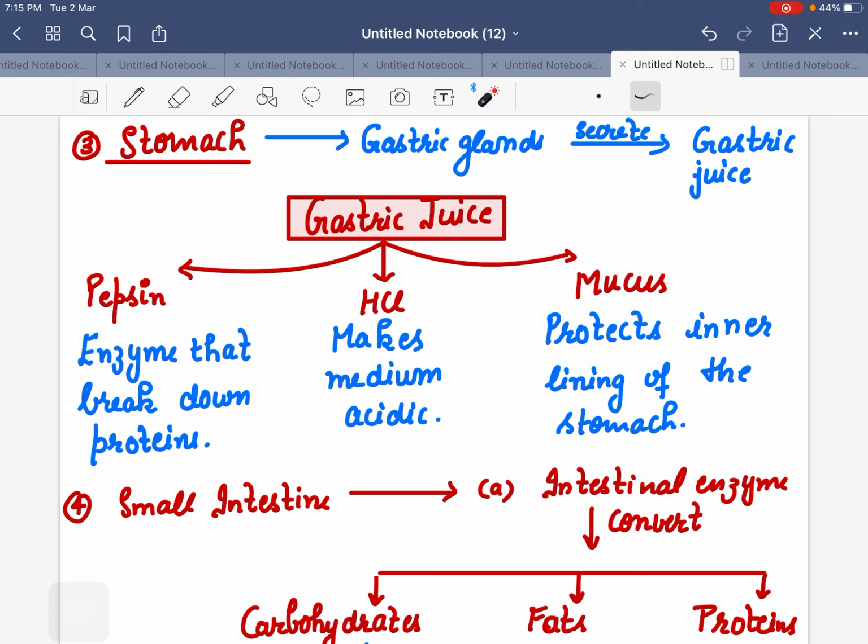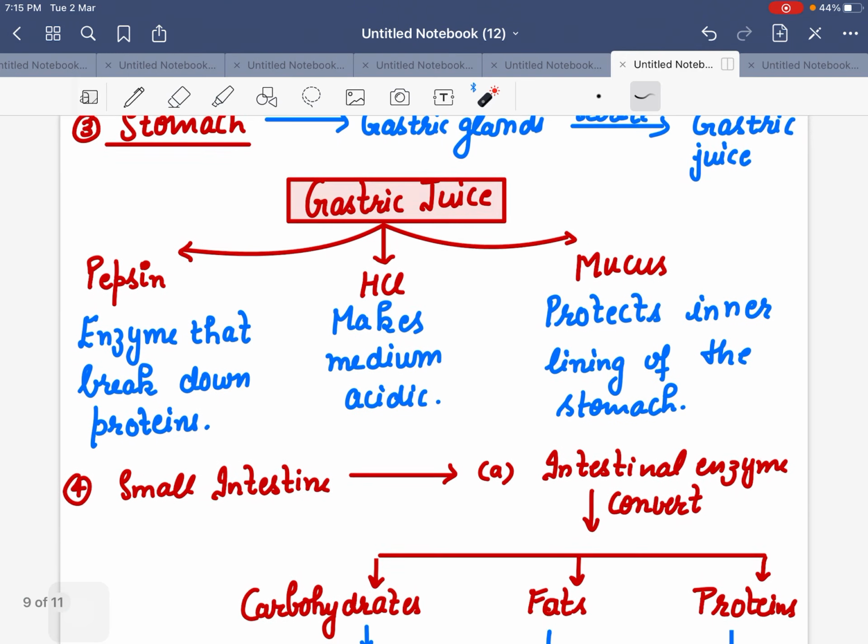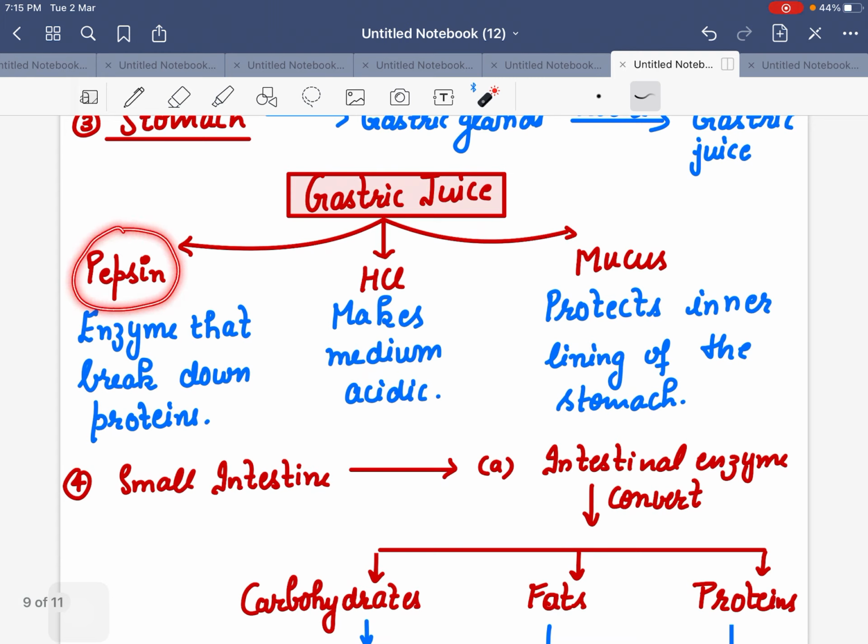Where has the food reached? In the stomach. The stomach has glands. Which gland? Gastric glands. They will secrete gastric juice, and this gastric juice has three things: pepsin, HCl, and mucus. Pepsin is an enzyme. P for pepsin. It helps in the breakdown of proteins.